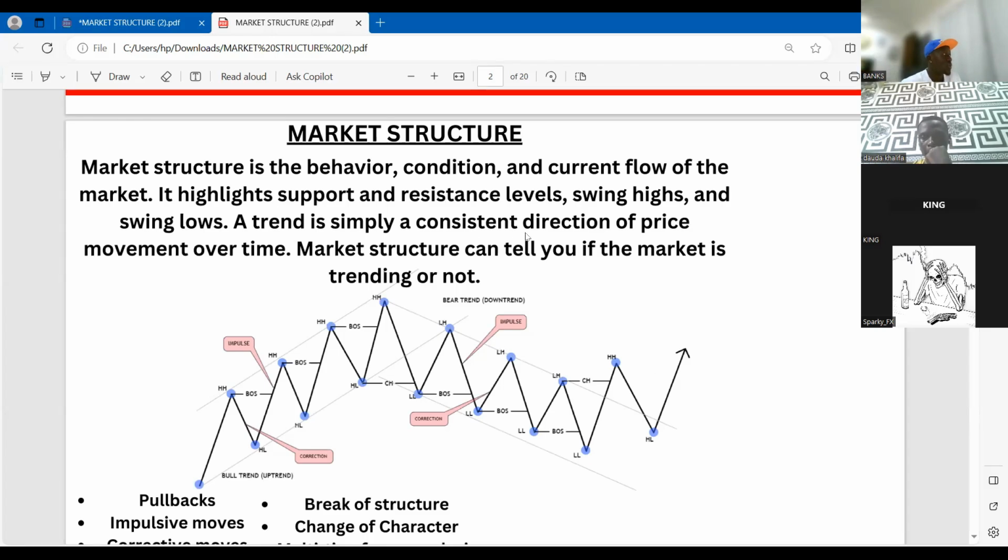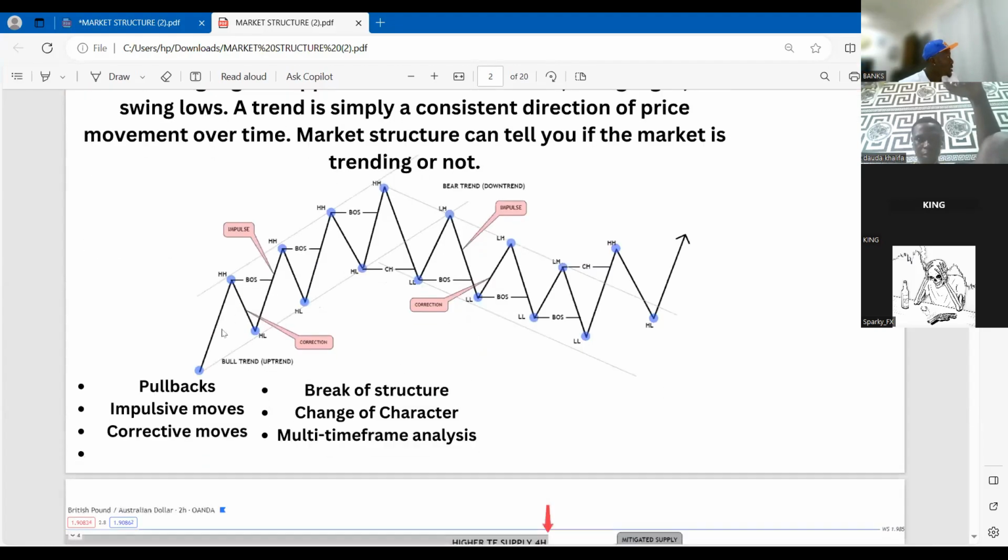So a trend is simply a consistent direction of price movement over time. Market structure can tell you if the market is trending or not. If you understand the concept of market structure, you'll understand whether the market is trending to the upside, trending to the downside, or ranging. That's really understanding the concept of market structure.